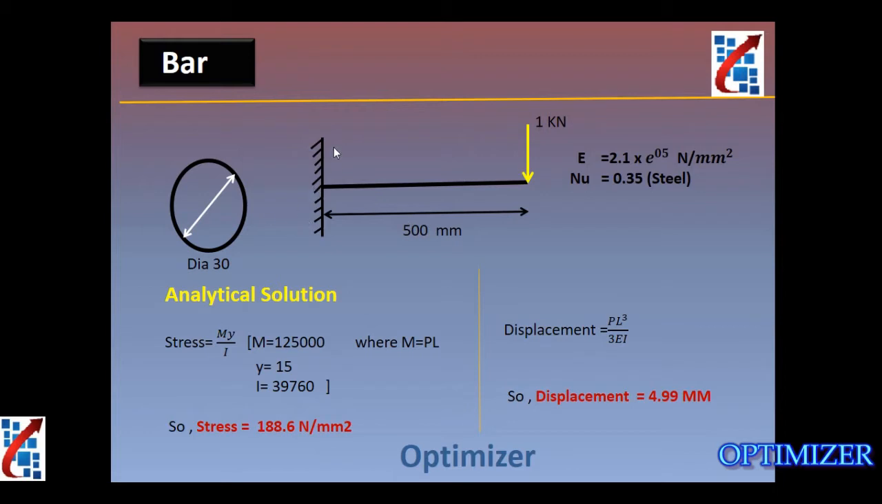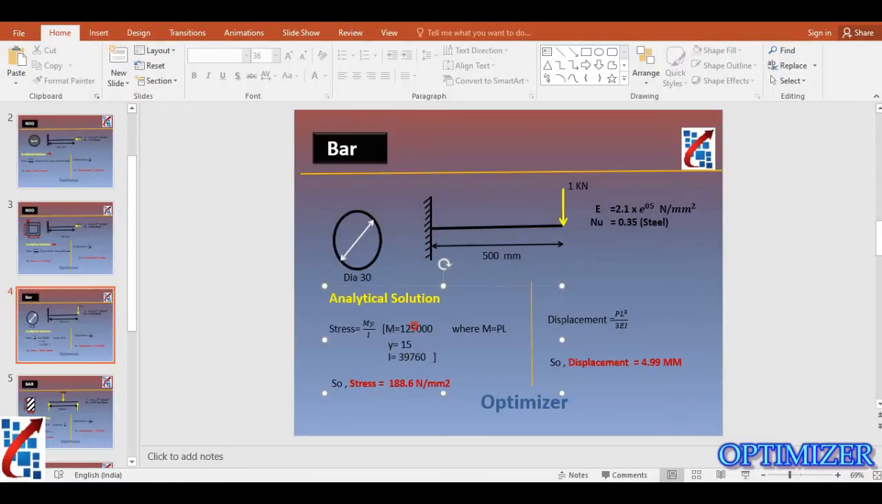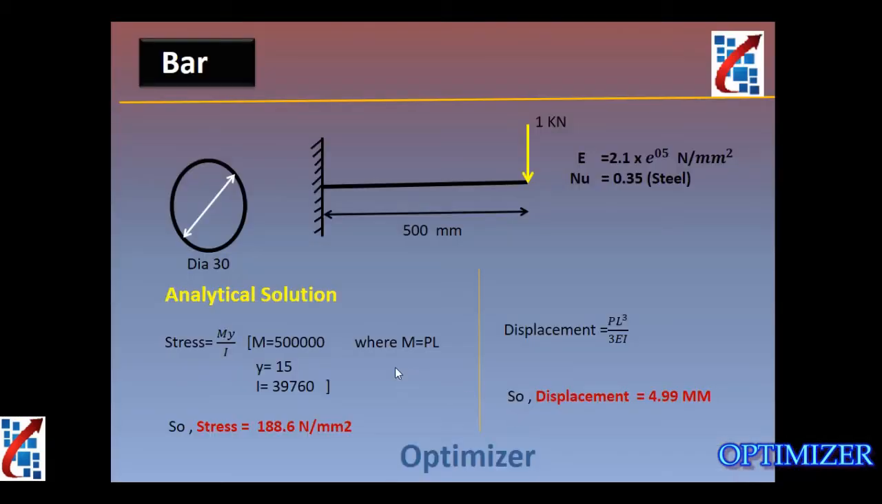Okay, so consider this problem. The beam has around 500 mm length, and the diameter is around 30. A 1 kilonewton force is applied at the free end and one end is fixed. Young's modulus and Poisson's ratio are already given. If you focus on this, the analytical calculation has been given. So the M value is around 5 lakh.